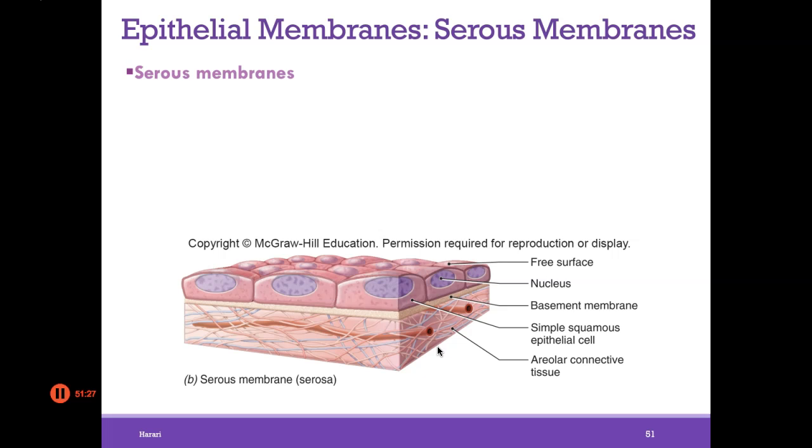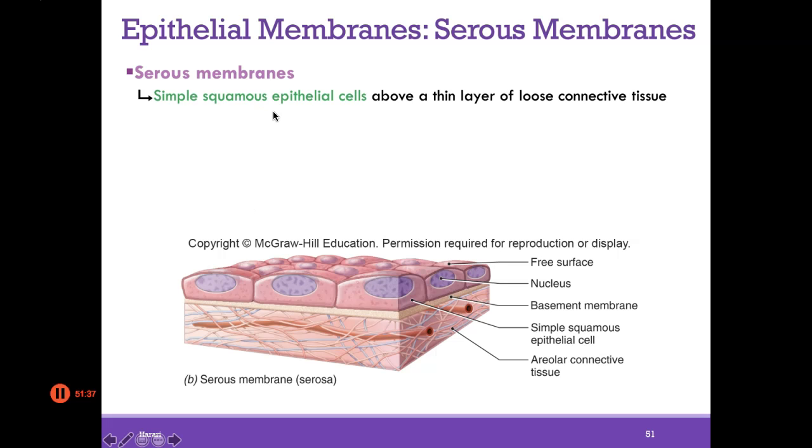So that's mucous membranes. The next kind of membrane we'll talk about are serous membranes, or the serosa. Serous membranes are composed of simple squamous epithelial cells above a thin layer of loose connective tissue. Before, mucous membranes had pseudostratified columnar epithelium, but in serous membranes we have simple squamous epithelial cells. So again, it's different.